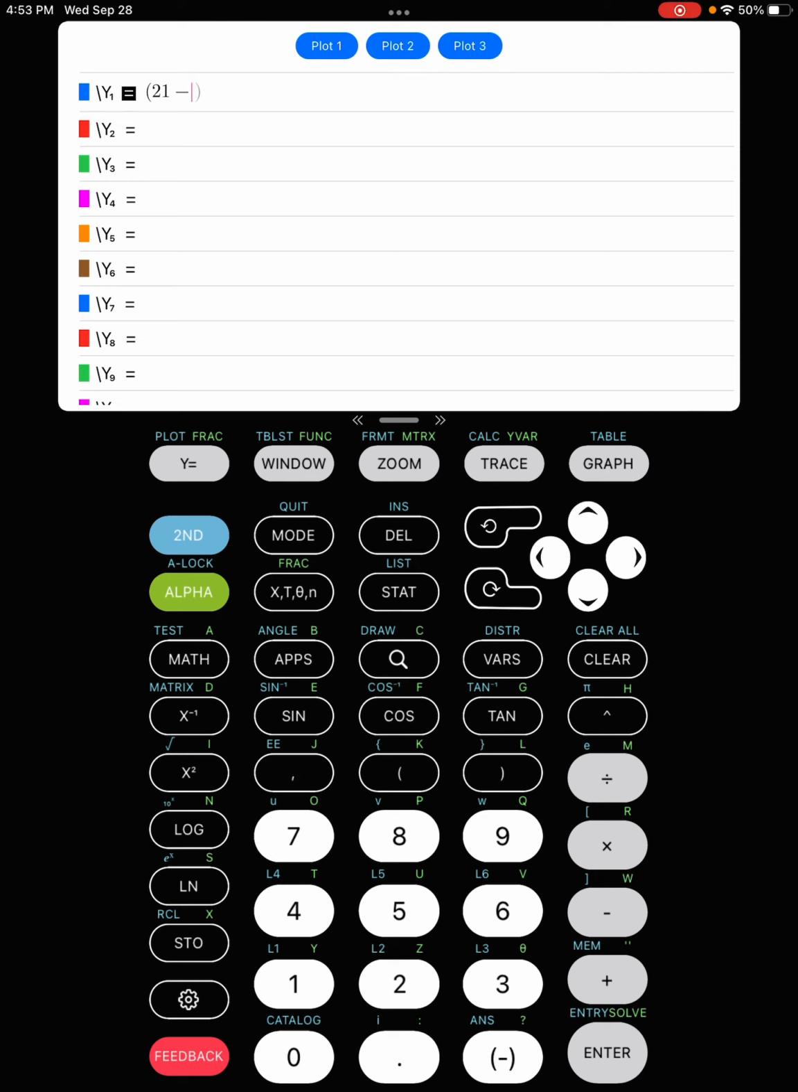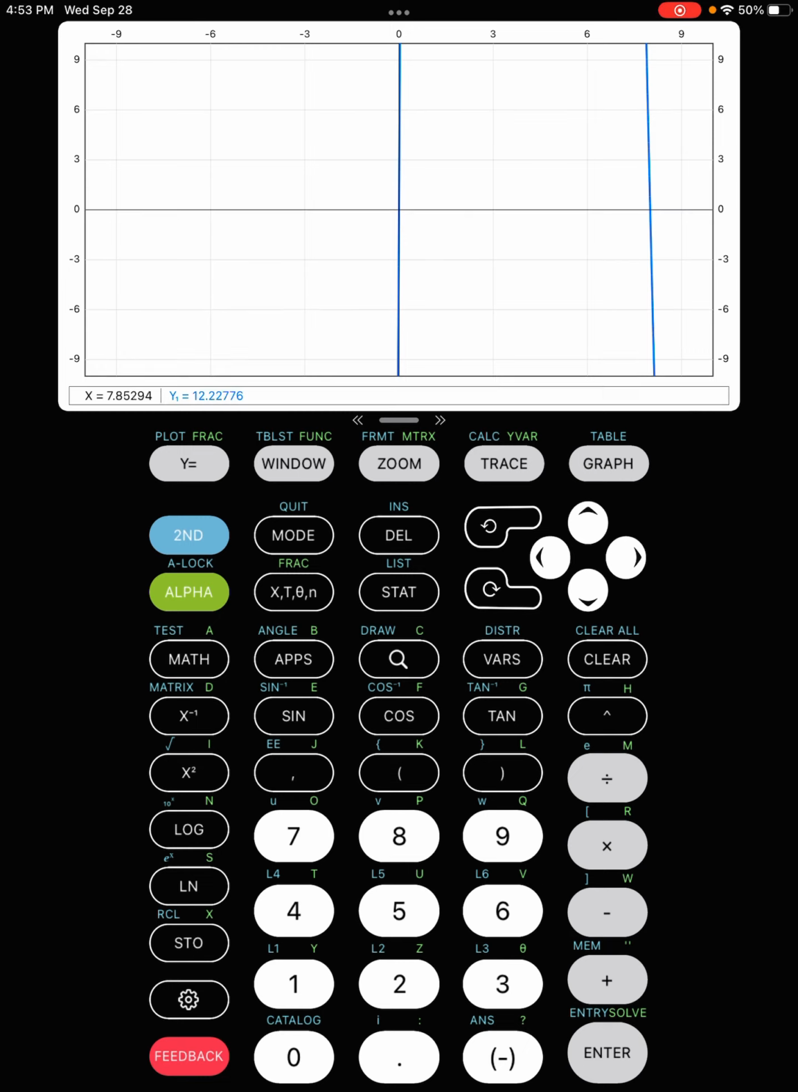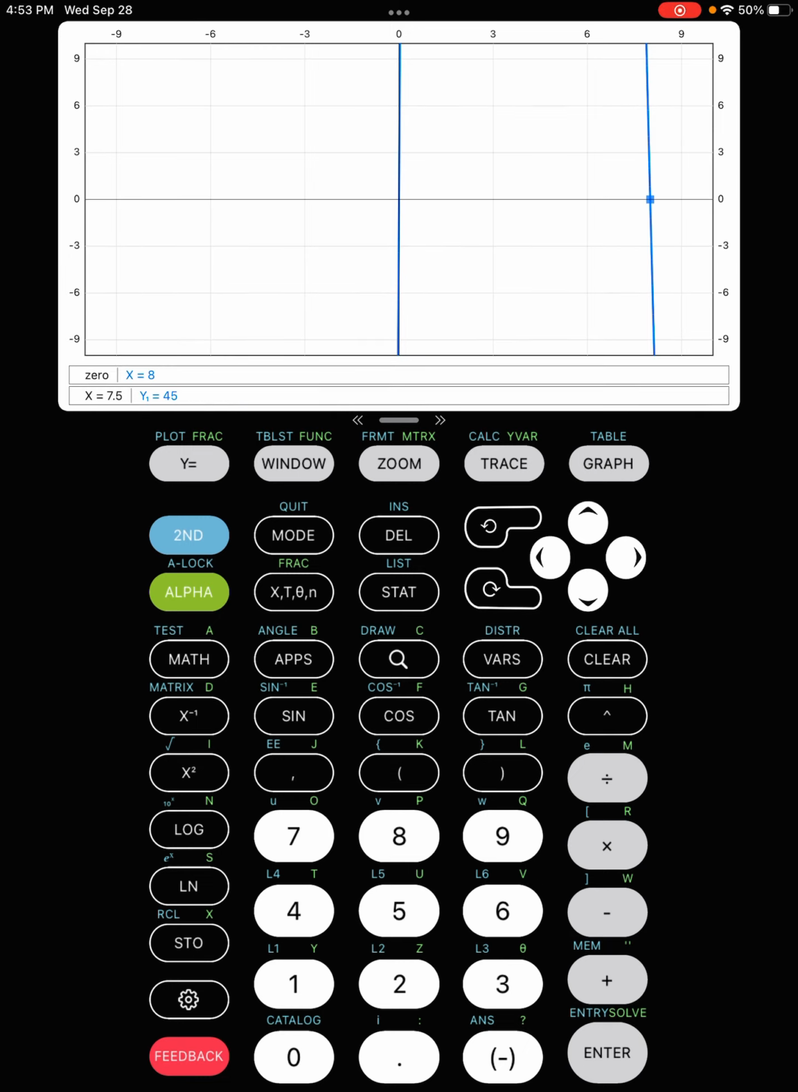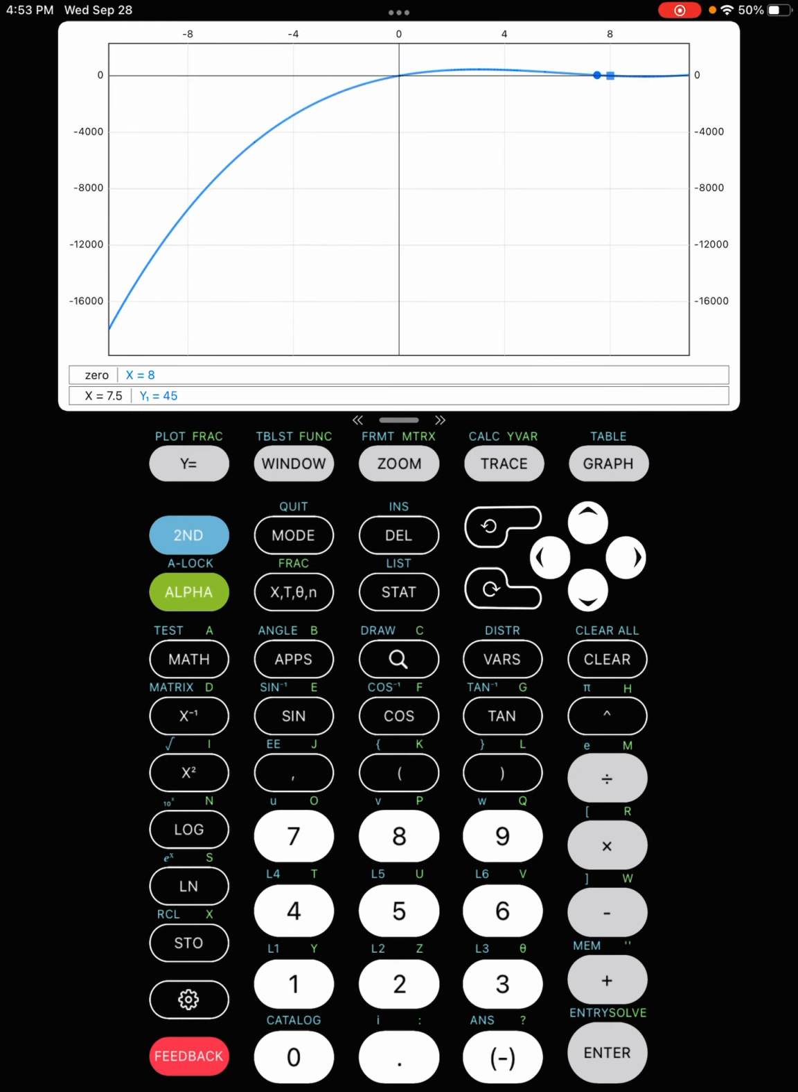I'm going to hit the y equals button right here: 21 minus 2x times 16 minus 2x times x. Let's hit graph. What we've got here, we can't really see anything of much interest. We can't really use this. We're looking for a maximum, a peak on this graph, so let's start by hitting zoom fit.